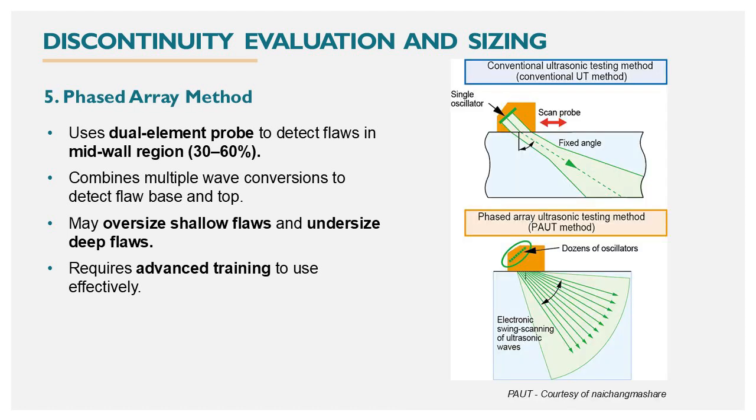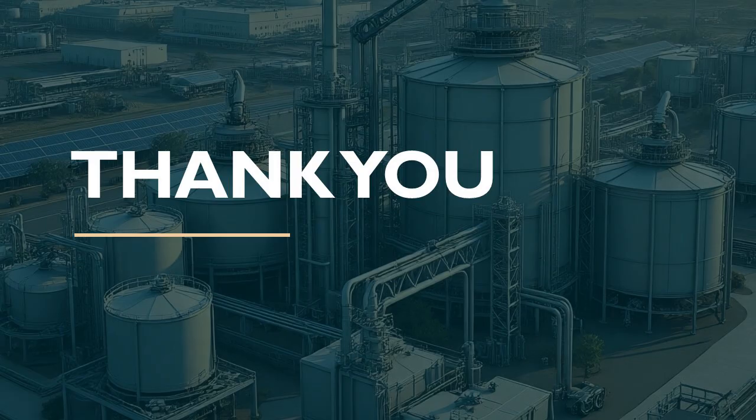Number 5 of discontinuity evaluation and sizing is phased array method. This method uses multiple transducer elements to steer and focus the beam. This method can scan manually, semi-automatically, or fully automated. This method provides multiple views: A scan, B scan, C scan, sectorial scan. This method is efficient for data collection and flaw analysis.